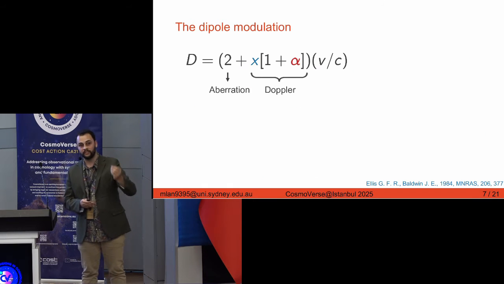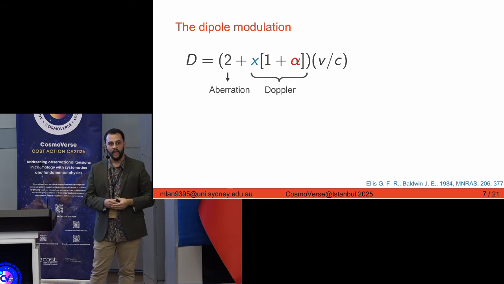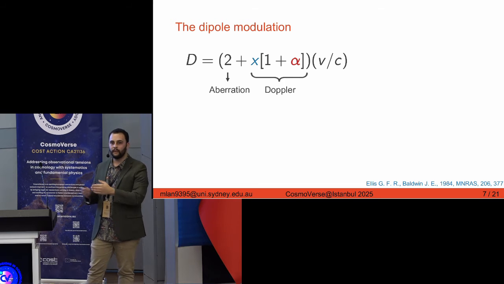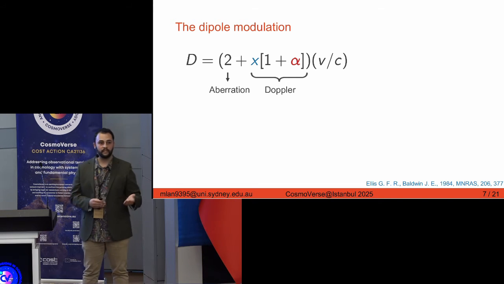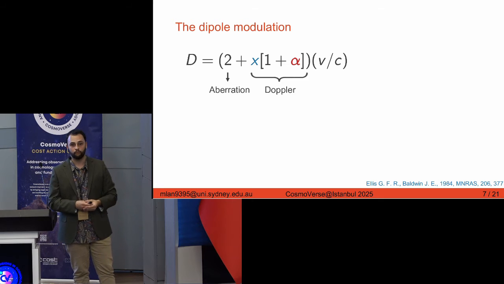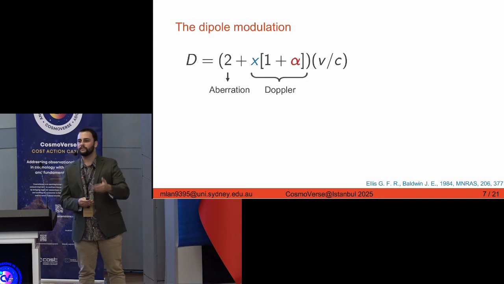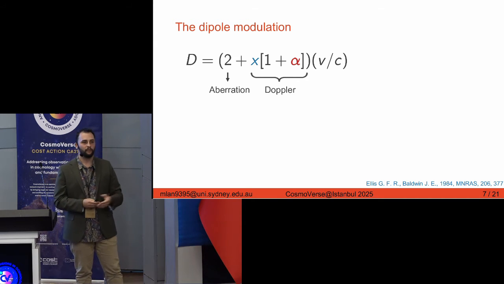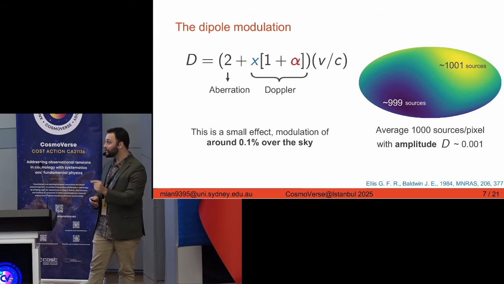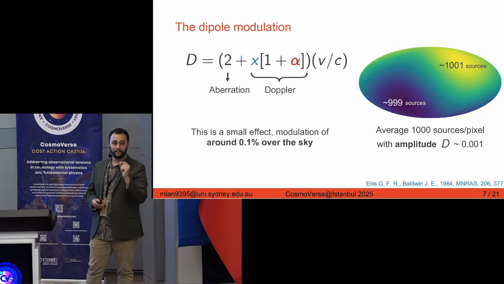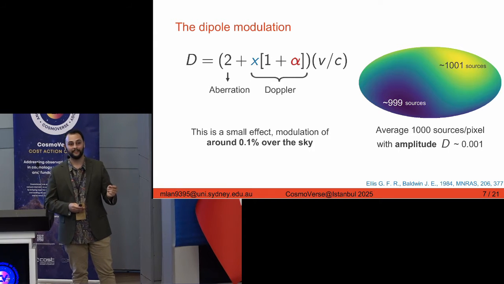So you can see how the source density of objects changes on the sky. And in an equation form that was first proposed by Ellis and Baldwin in 1984, you get this beautiful relationship. You get aberration and Doppler shift working harmoniously right there. And if you plug in reasonable values of x and alpha in your velocity, you get that this dipole modulation across the sky is a really small effect, around a 0.1% modulation.